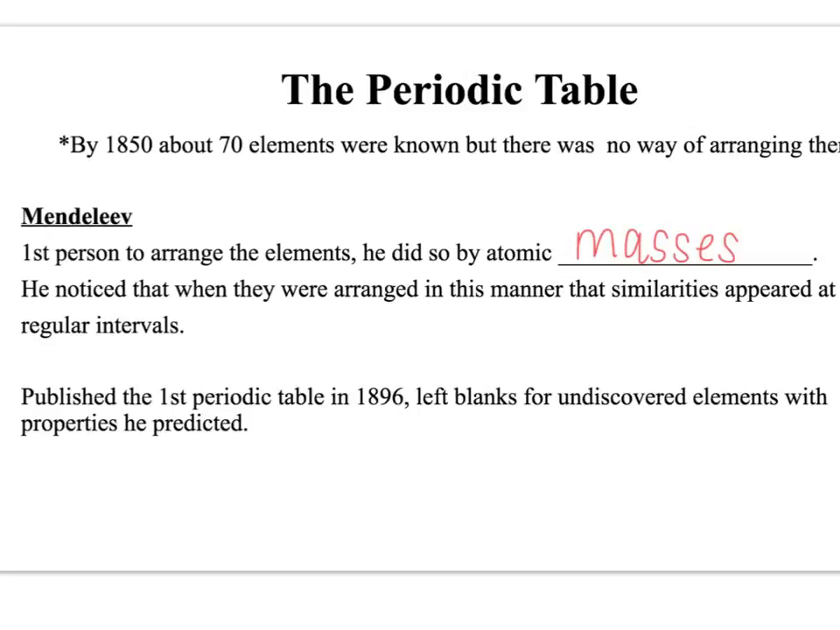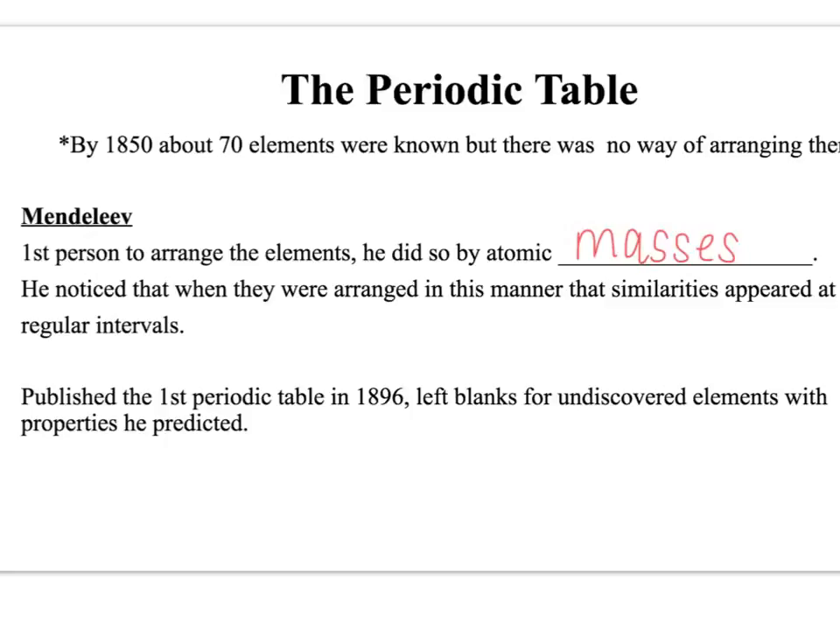By about 1850, scientists knew of about 70 elements, but there was no way they had of arranging them. So the first guy to do this was a Russian scientist by the name of Mendeleev. Both ways are usually accepted for pronunciations. He was the first person to take these elements and arrange them, and what he did is he listed them on a bunch of cards, lined them up by their masses, and when he did this, he noticed that there were some patterns that appeared at regular intervals. And so, like I said, he was the first one.